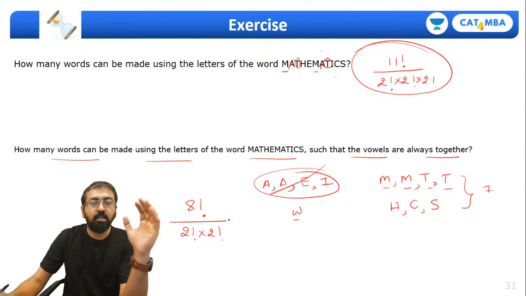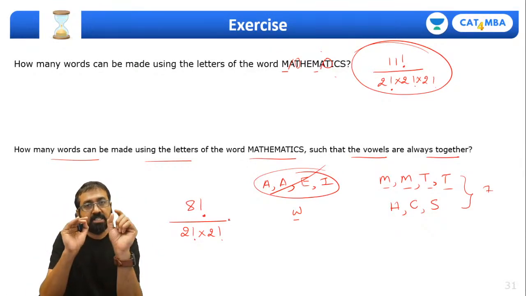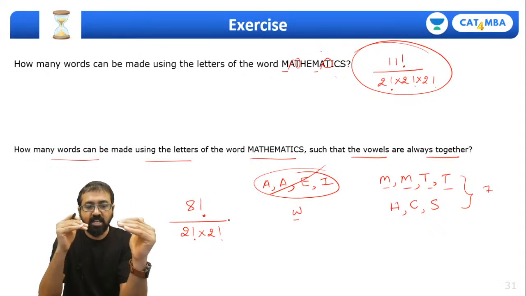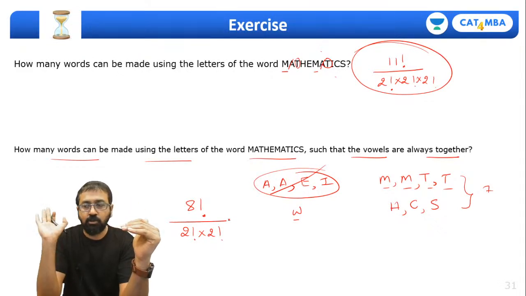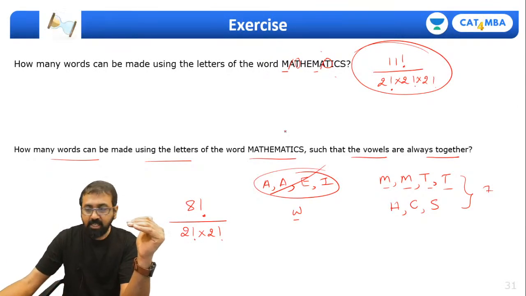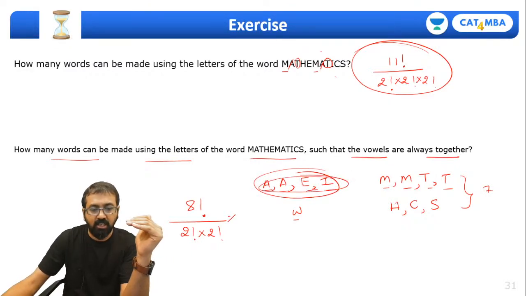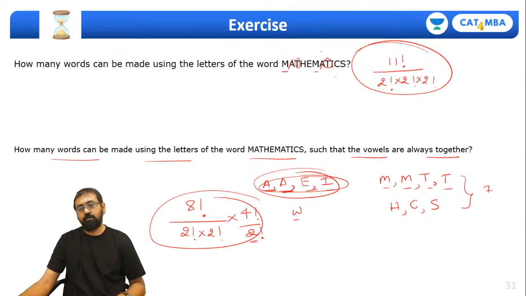What we did is we clubbed the vowels and then we considered them as one vowel W. So now we have 8 letters to arrange, which can be arranged in 8 factorial divided by 2 factorial into 2 factorial. And these 4 vowels that we had clubbed can internally be arranged in 4 factorial by 2 factorial ways, because there are 2 A's. So I have divided by 2 factorial also. So this is your answer.